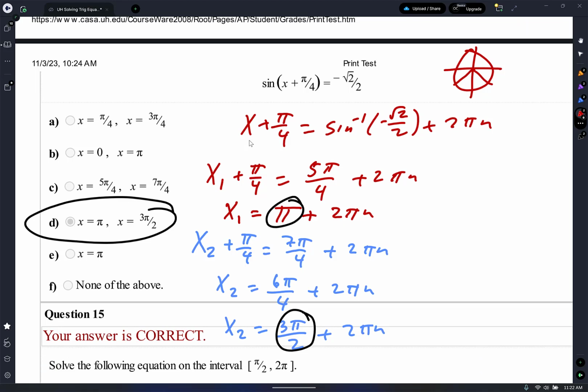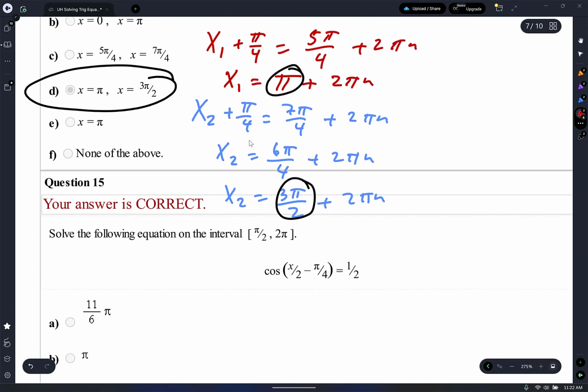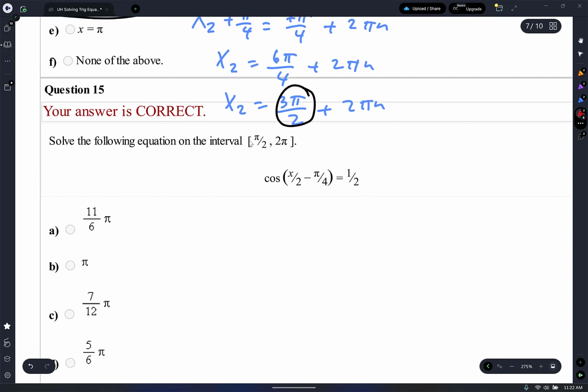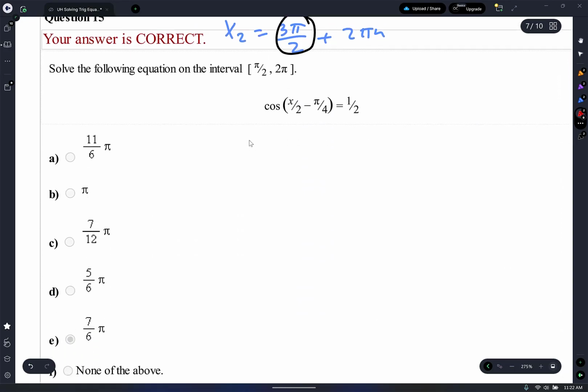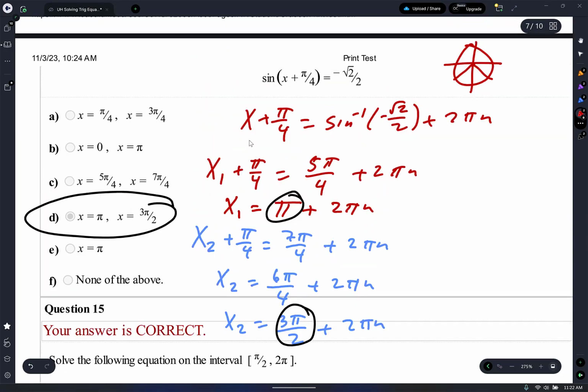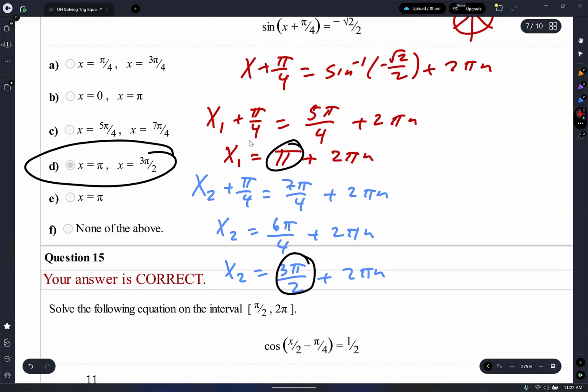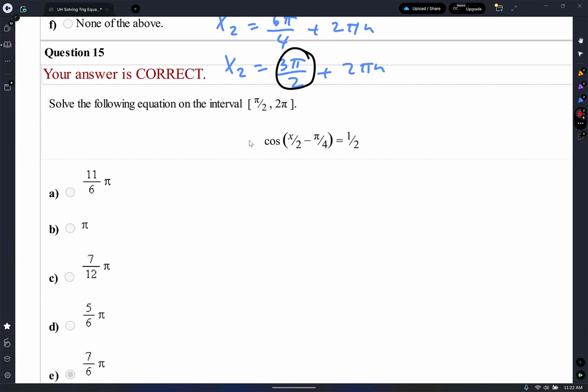How do we feel, guys? Okay. Do you guys want me to do number 15? No? It's the same. It really is the same as 14. Yes? Okay. All right, here we go. What's the first thing I do? Arc cosine. Arc cosine a half plus 2 pi n.